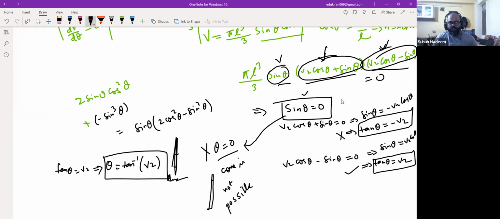In the other two cases, when you solve, you will get tan theta minus root 2 and tan theta root 2. Now a negative angle does not make any sense. So tan theta is equal to root 2 is the answer, which means theta is equal to tan inverse root 2. That is what we had to prove. Yes.